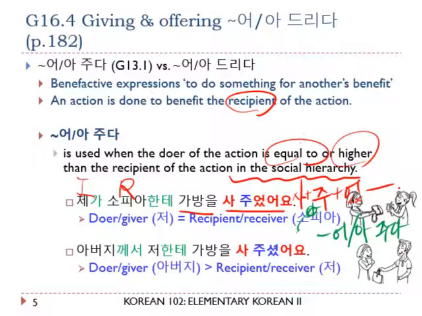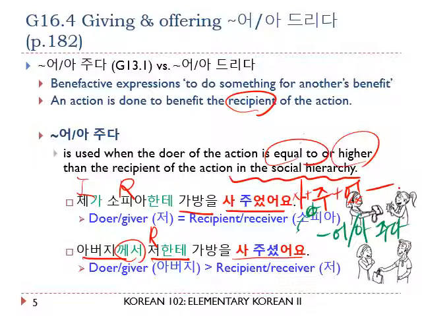In the second example, 아버지께서 저한테 가방을 사주셨어요. Unlike the first example, the second example has the subject, which is higher in social hierarchy than the recipient. So 아버지께서, father, the subject, 께서 is the honorific counterpart of the subject particle, right? So father, the subject, 저한테, to me. So I is a recipient. 사주셨어요. Father bought me a bag. Father bought a bag for me.